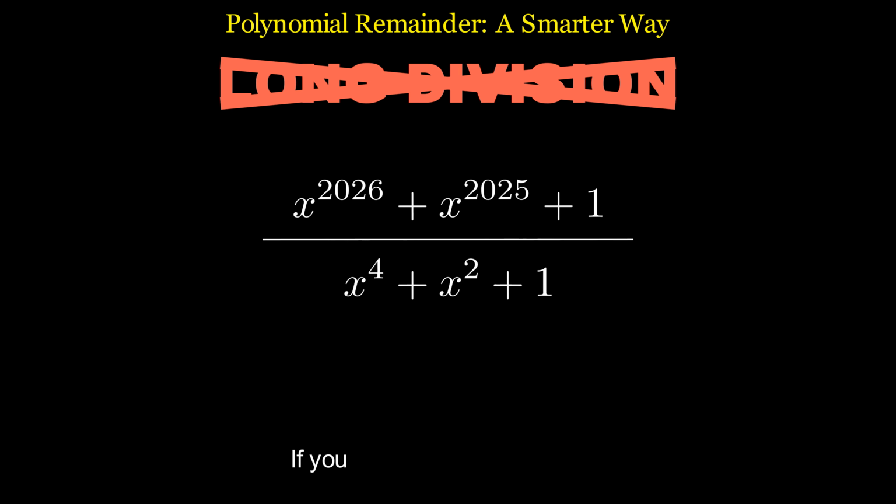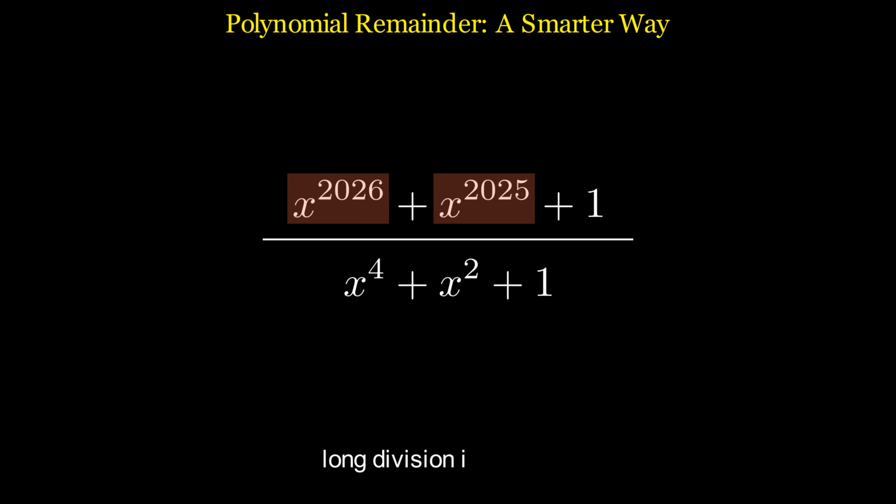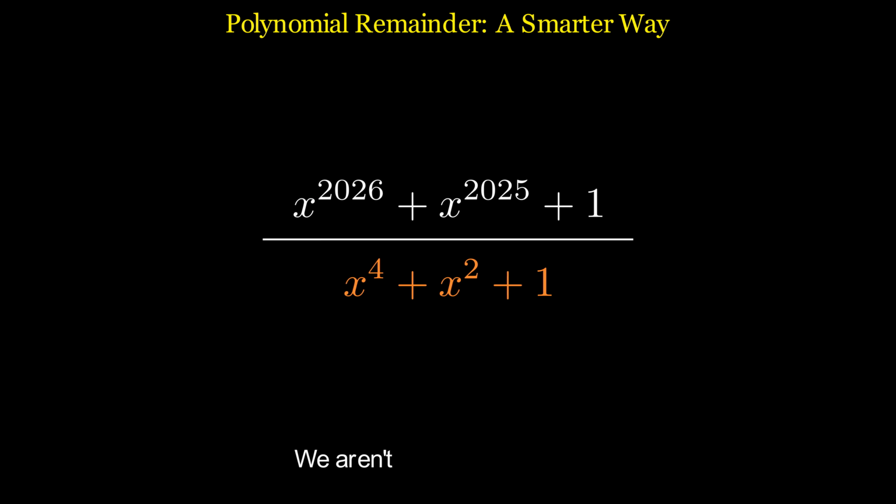Look at this. Stop. If you're thinking long division, put the pen down. With exponents this high, long division is useless. You'd be here all day. We just need the remainder. We aren't here for busy work.